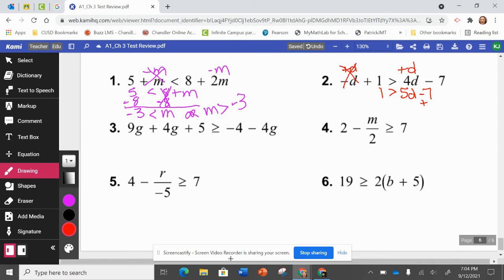The opposite of subtracting 7 is to add 7. 1 plus 7 is 8. And we have 5d, and those add to 0. Our last step, the opposite of multiplying by 5 is dividing by 5. And so we have 8/5 is greater than d.